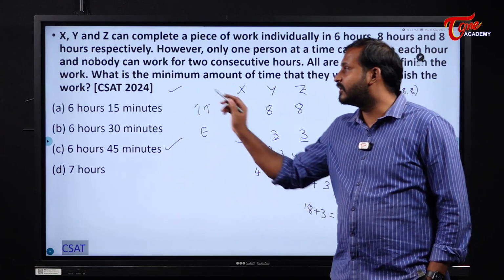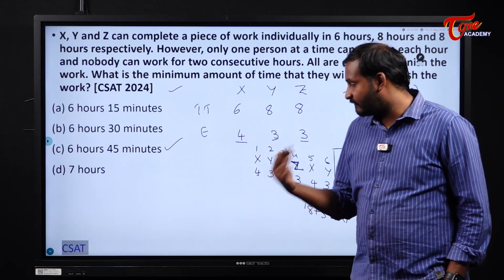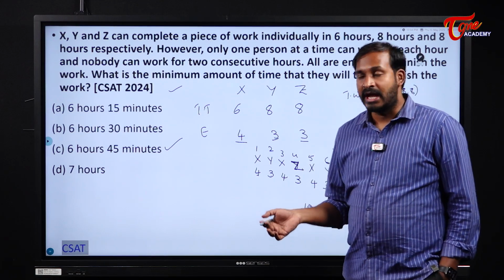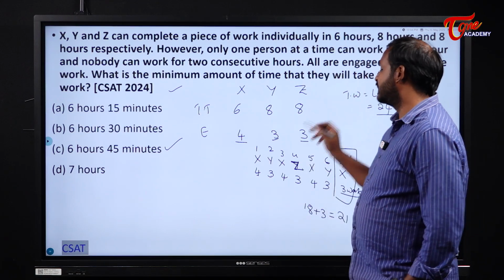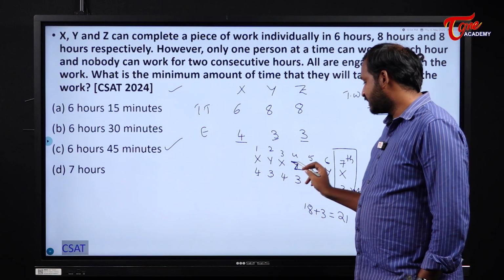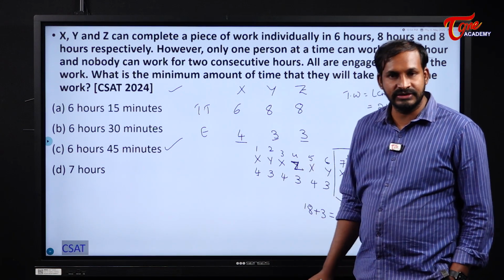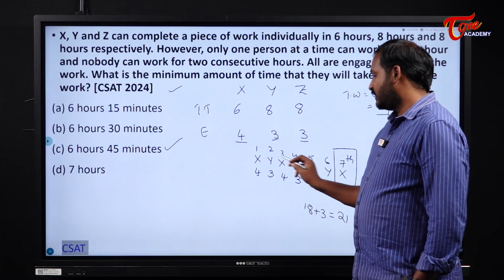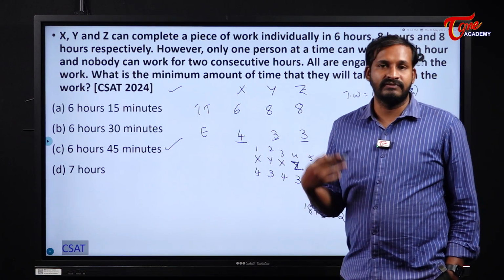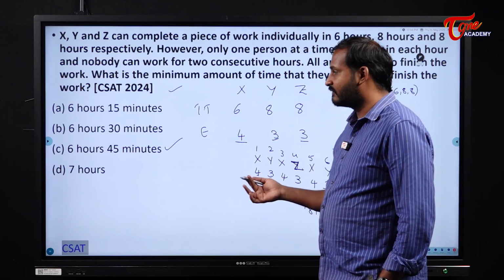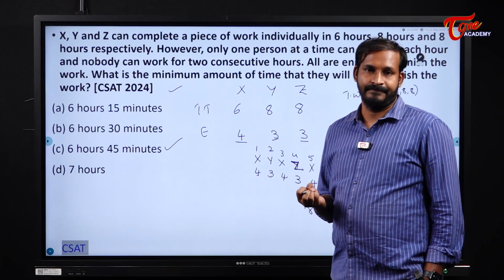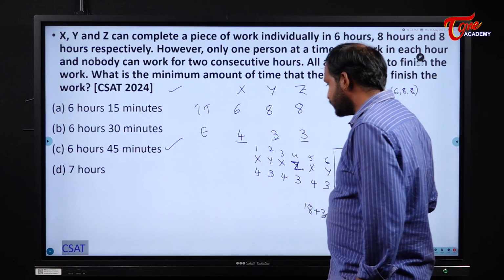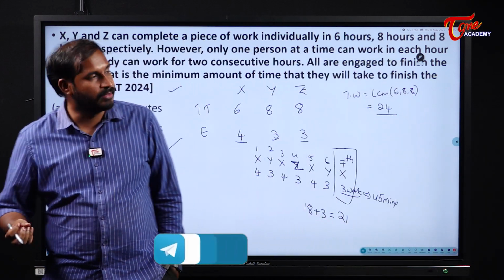Understood, students? To get the minimum time, X should work for most of the time. And one more thing, all are engaged: X, Y, Z. All the 3 are engaged to do this work, right? Yes, all the 3 are engaged here. So each and every time X should be utilized for more number of times. Then only the work will be finished in less time. Understood? This is the process which we will follow to solve the problems.